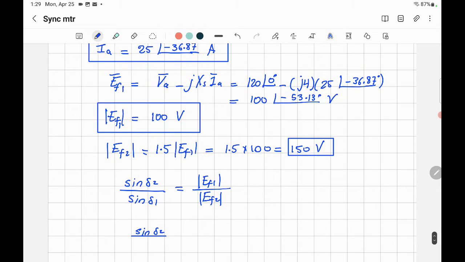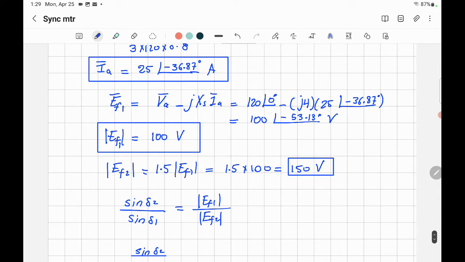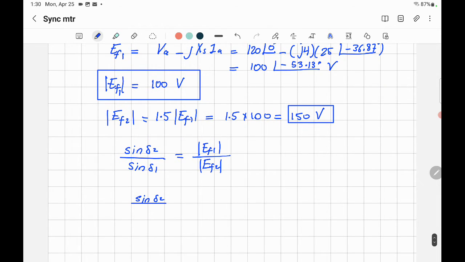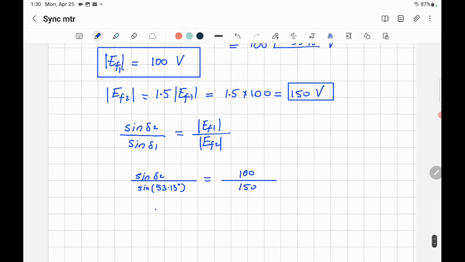So sine delta 2 over sine delta 1. We have delta 1. How we find delta 1? Well, that's EF1 as a phasor. That's the magnitude, 100, and that's the angle, negative 53.13. But when we substitute, we'll just take the absolute value of it. So you have sine 53.13. All right, equal EF1, it's 100 voltage, and EF2 increased to 150. So sine delta 2, you get it.